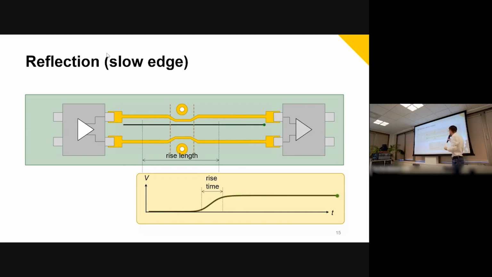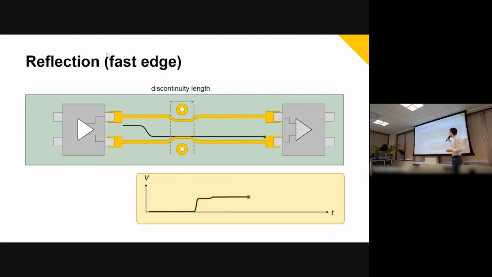And here, the different echoes that you just saw are molded into each other. You cannot tell them apart anymore. So here we will not really have a problem because the rise length is big with respect to the length of the discontinuity. But if we go back to a fast edge with a short rise time and a short rise length, that is short with respect to the length of the discontinuity, you will probably have problems.